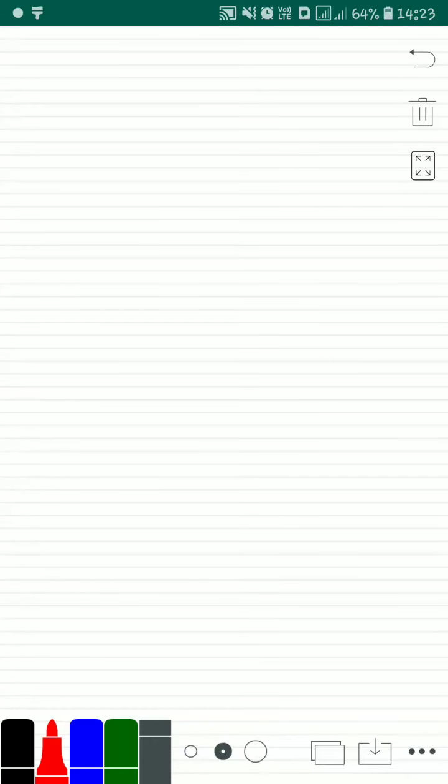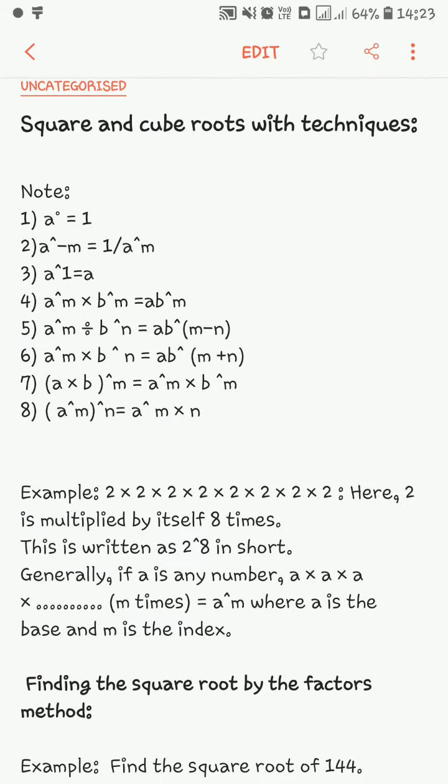Hi, so today's topic is square and cube roots with techniques. But before starting with the topic, we need to know some rules of indices, which are as follows.